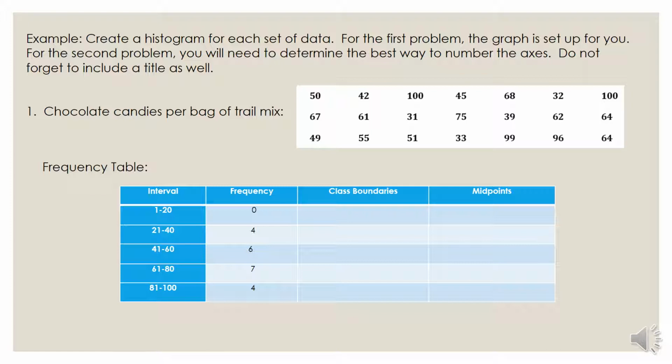It says between 1 and 20 we had 0 data points. Between 21 and 40 we had 4 data points. Between 41 and 60 we had 6. Between 61 and 80 we had 7. And then between 81 and 100 we have 4.